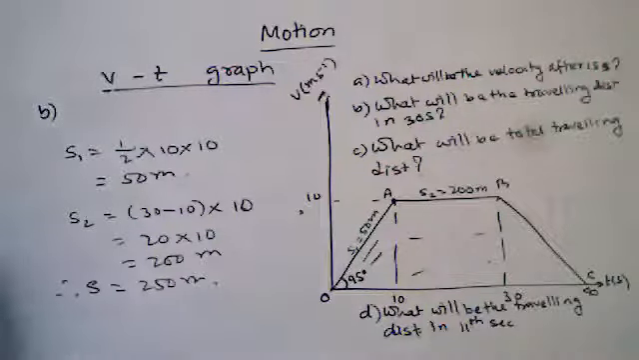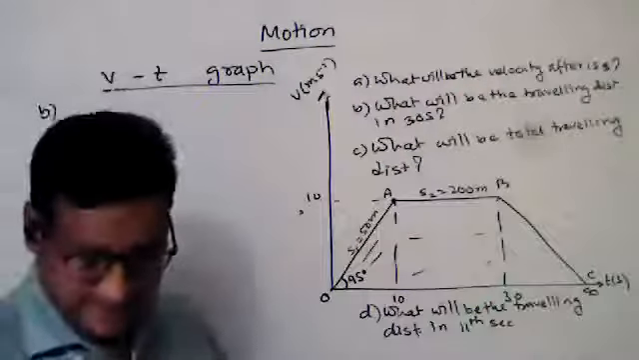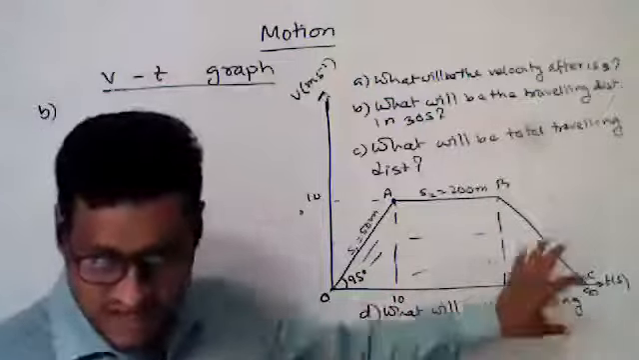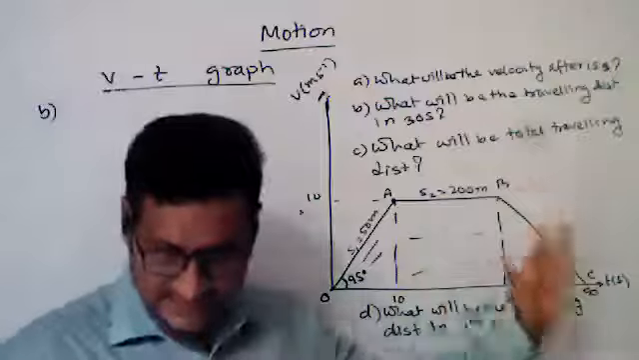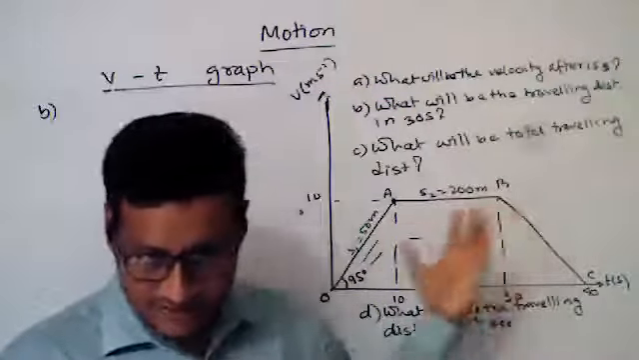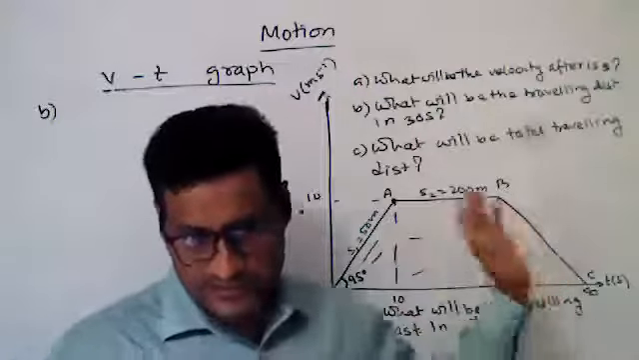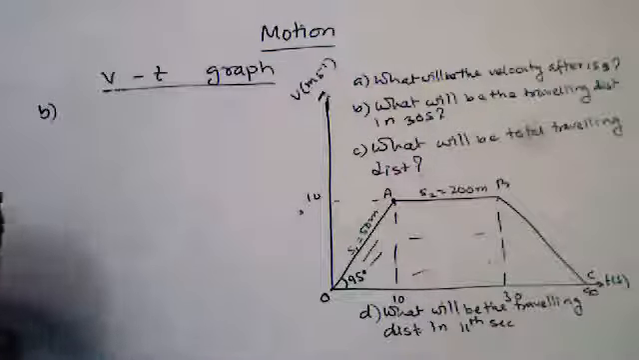Understand? Yes, sir. Okay, what will be the total traveling distance? We have already learned the traveling distance from 0 to 30. Now we have to determine the traveling distance in the next 10 seconds, 30 to 40 seconds. If we know this, then we can sum all the traveling distances, and then we can get the total traveling distance.